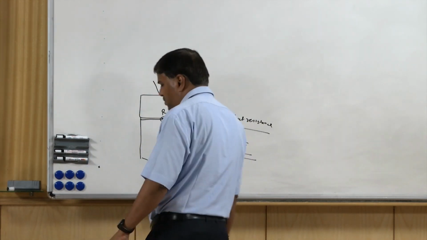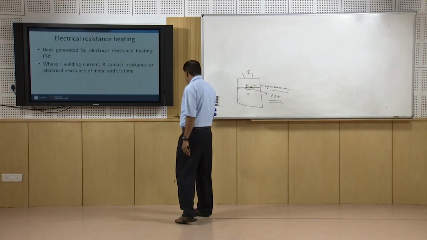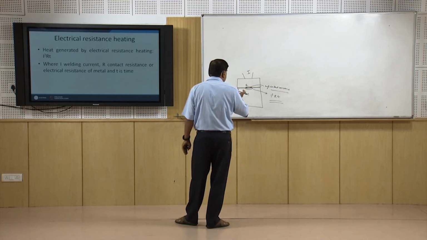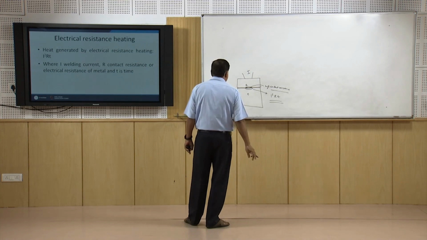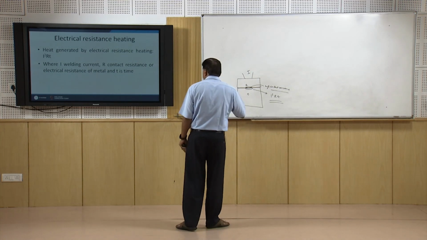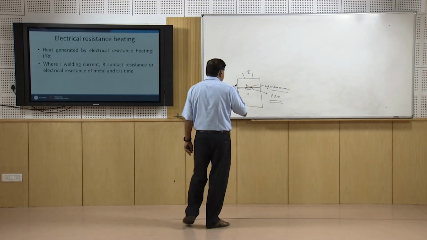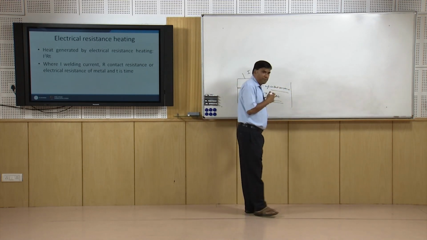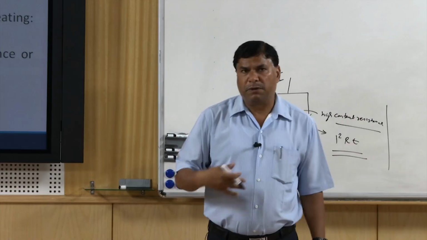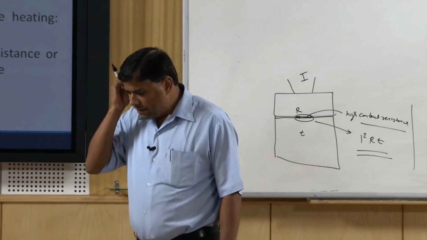The current value is very high and the time is in milliseconds, and the current is in thousands of amperes. This principle is used for generation of heat in all resistance based welding processes like spot welding, seam welding, projection welding, etc.